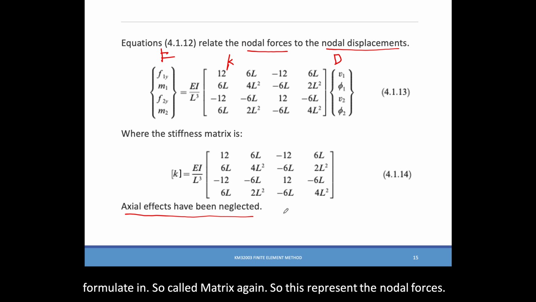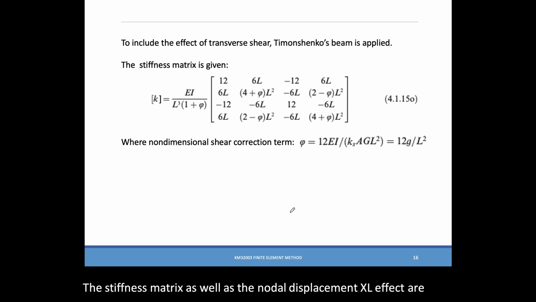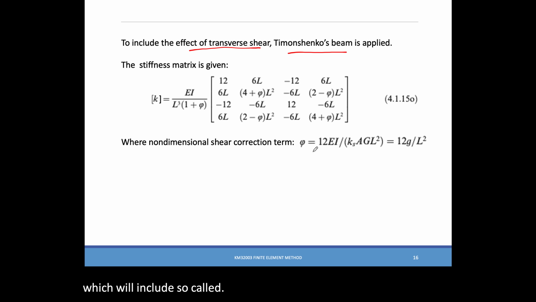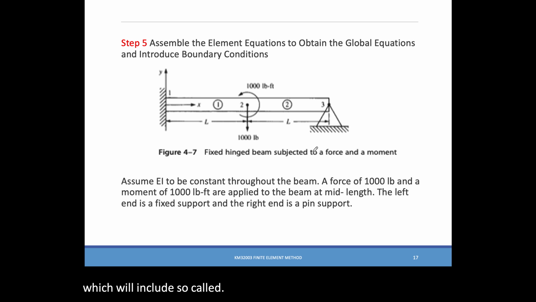Axial effects are neglected in the beam equations. If we want to extend to include the effect of transverse shear, then we would apply the Timoshenko beam equations, which include the so-called shear corrections. All right, we would not touch much on this, okay, just for knowledge.